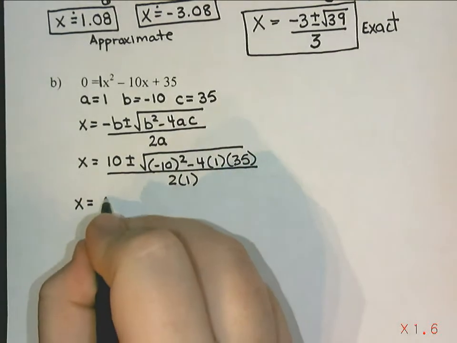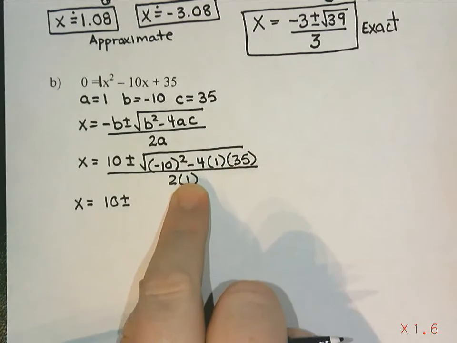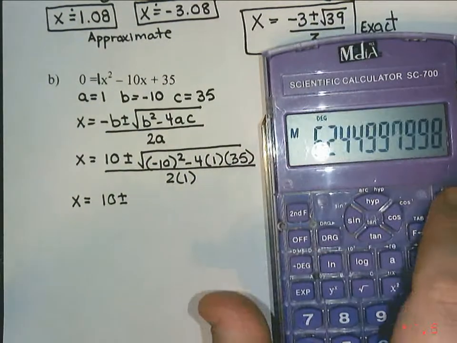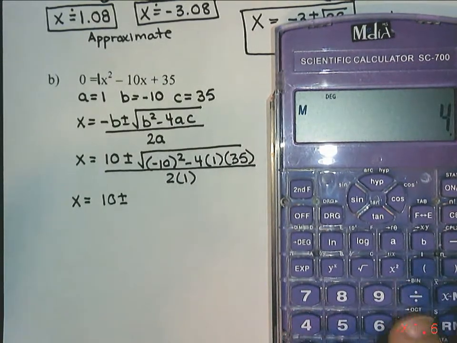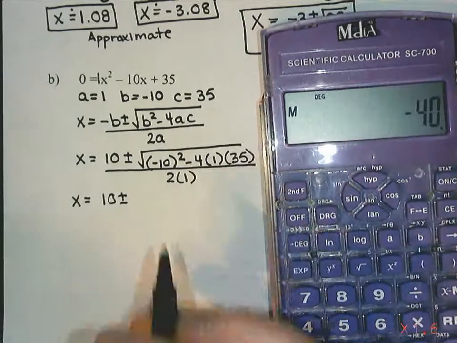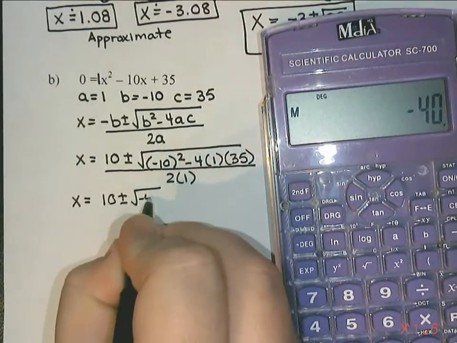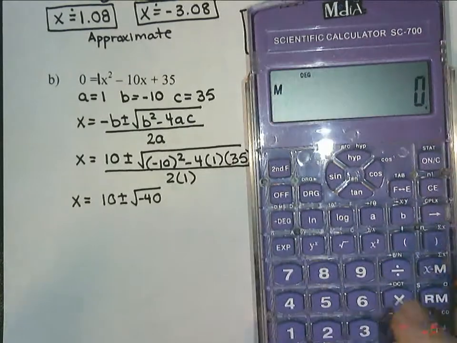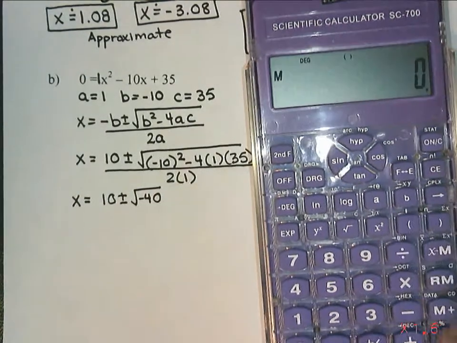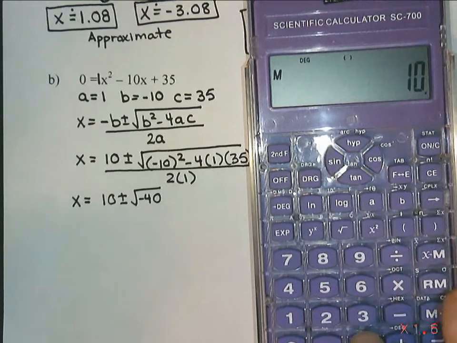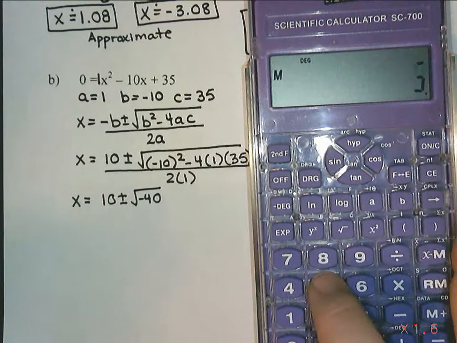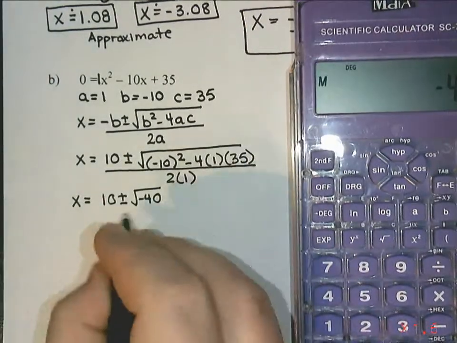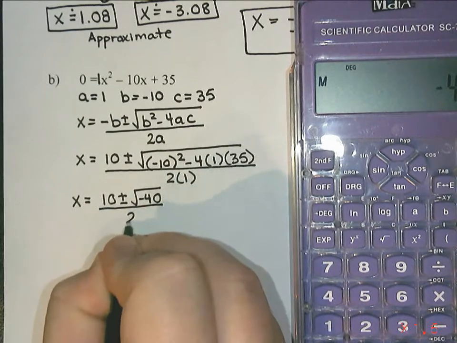So I have 10 plus or minus, and I'm going to calculate this part on my calculator. So I have 10 squared minus 4 times 1 times 35. And I ended up with negative 40. So if I get a negative, I usually check just one more time to make sure that I did it right. So this time I'm actually going to put the brackets in just to be sure. So bracket, and then negative 10, close bracket, squared, minus 4 times 1 times 35. And I got negative 40 again. 2 times 1 is 2.